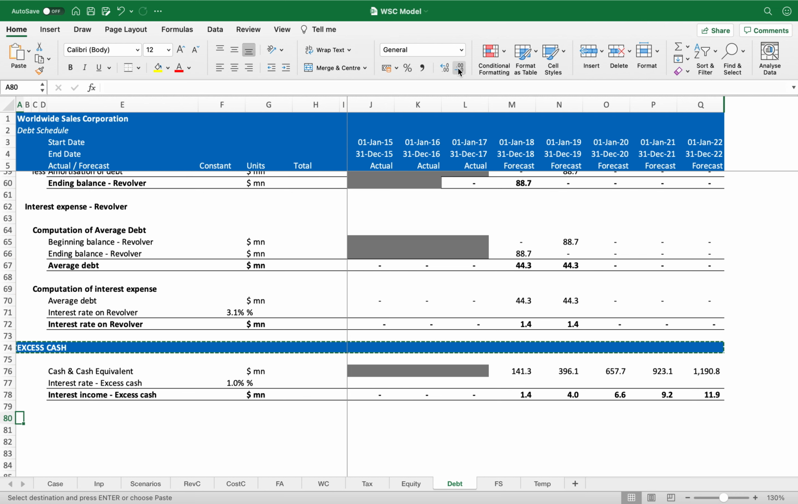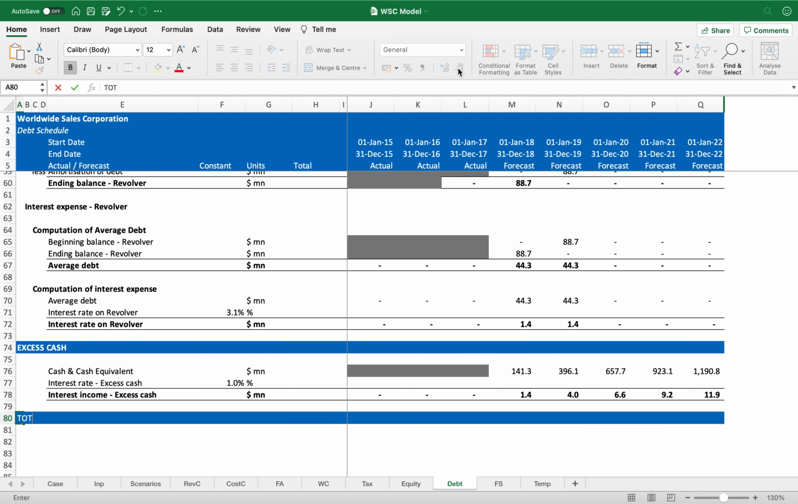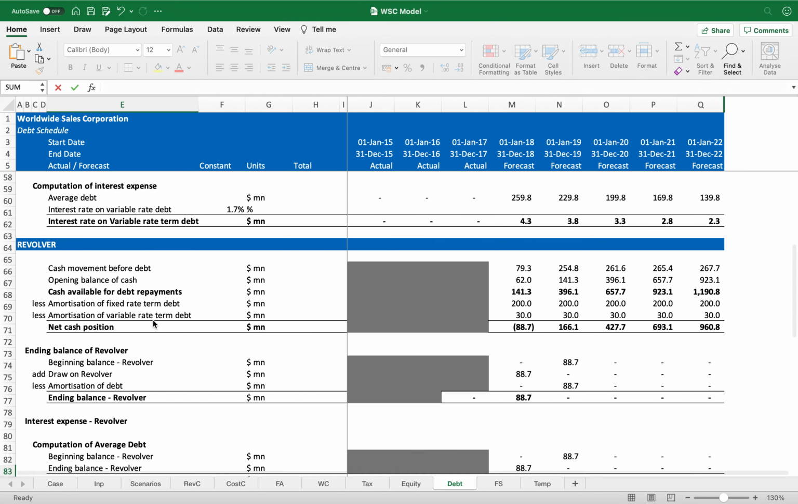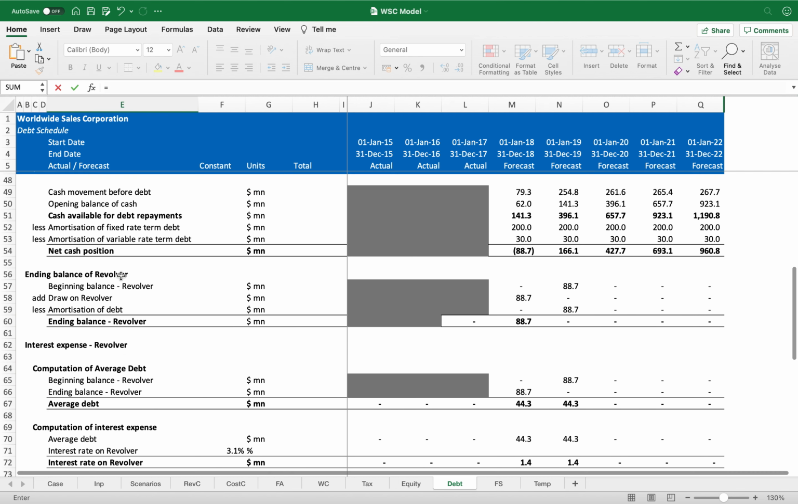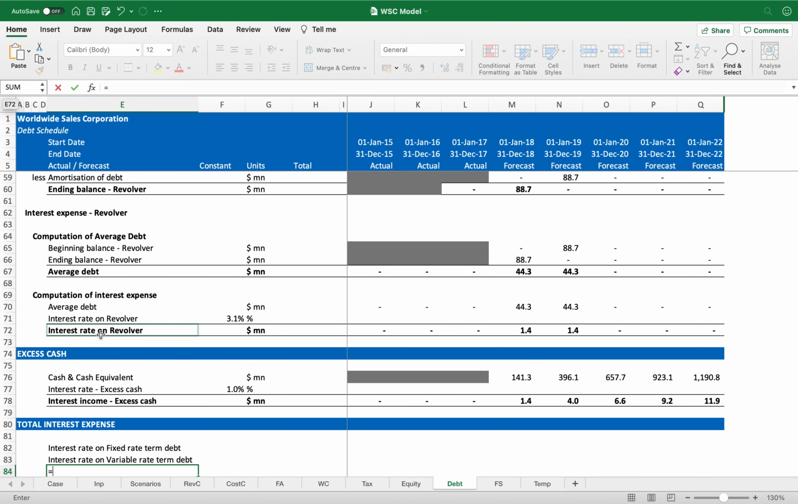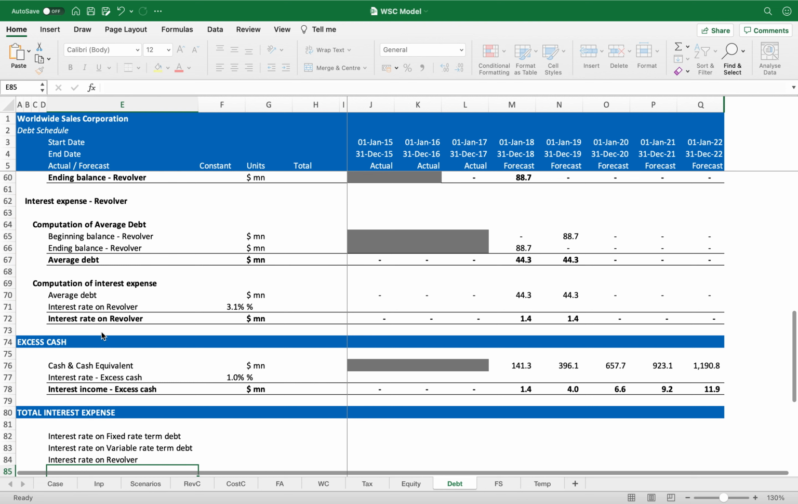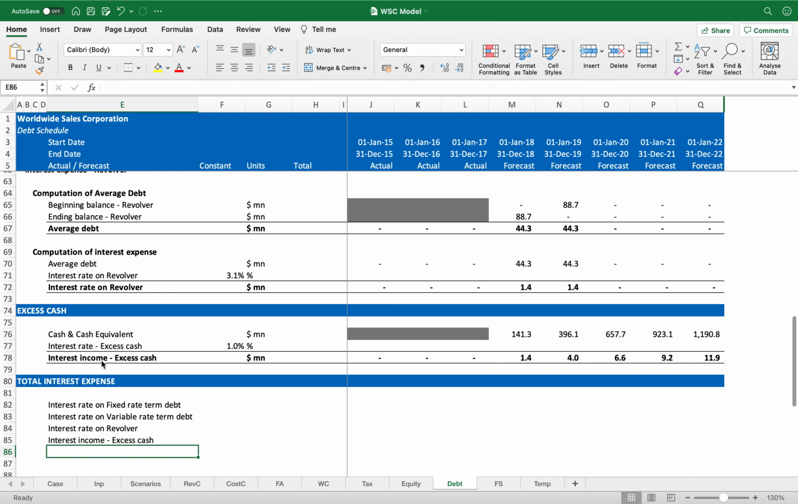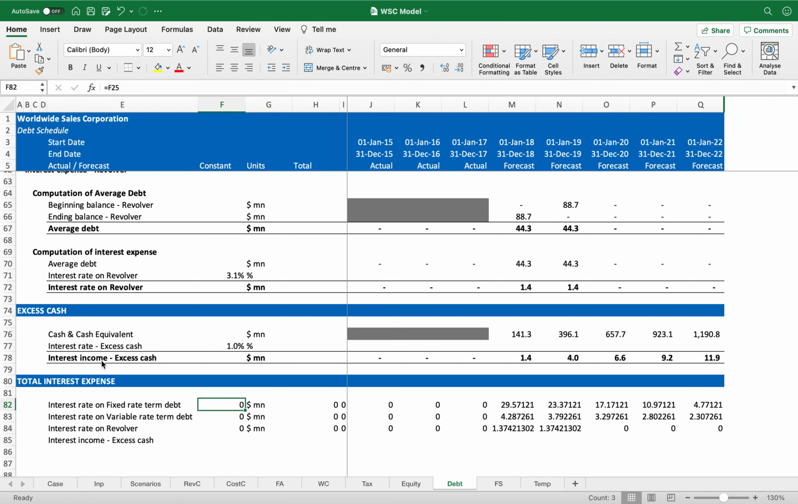Now I need to link interest expense in my income statement. So let me compute the total interest expense. I have it at different places, but let me just bring it together. So interest expense on fixed rate term debt, interest expense on variable rate term debt, interest expense on revolver, interest income on excess cash. So let me just copy everything.